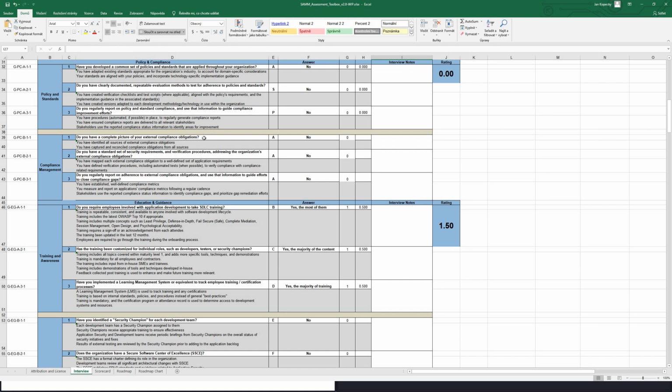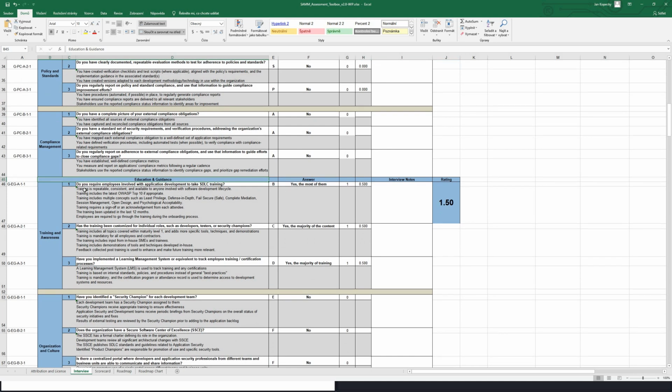Let me give you an example right here: education and guidance. So what is the question? Do you require employees involved with application development to take SDLC training? And here you can answer yes, most of them. Okay. Has the training been customized for individual roles such as developers, testers, or security champions? And let's say that no, and just watch the score here. No, and you can see that the rating dropped.